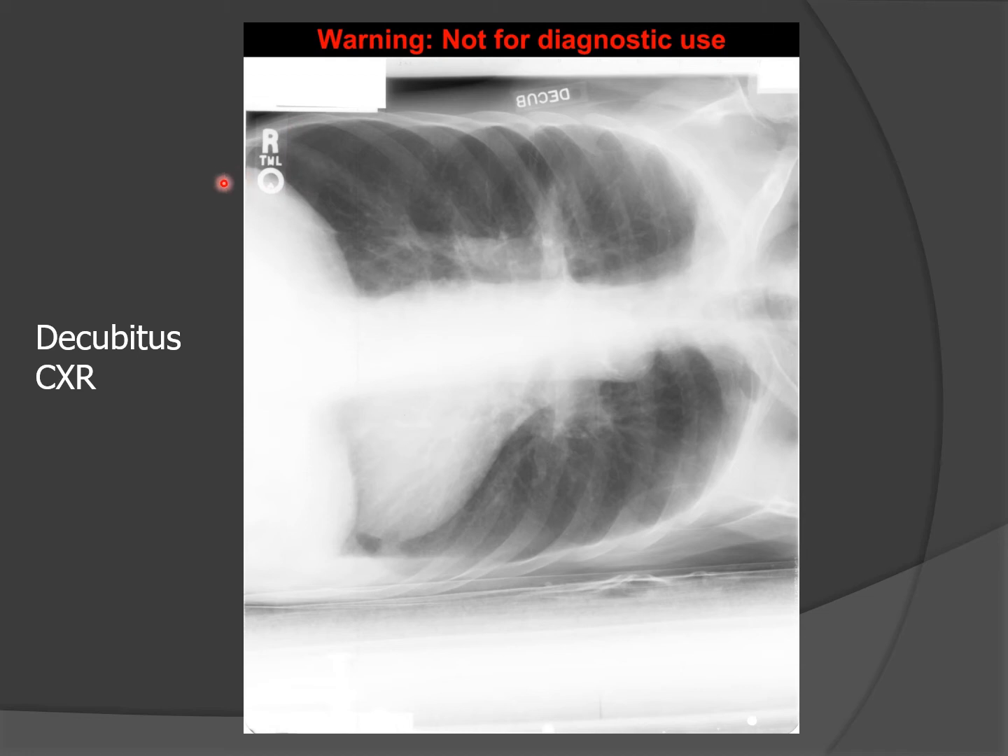But when we do a Decubitus chest X-ray, what we're typically looking for are fluid levels. And so on this one, what you can see down here at the very bottom, this little white edge here, is a fluid level, and you can see how it's leveling off in the lung down here, so we're able to see the fluid in the lung.